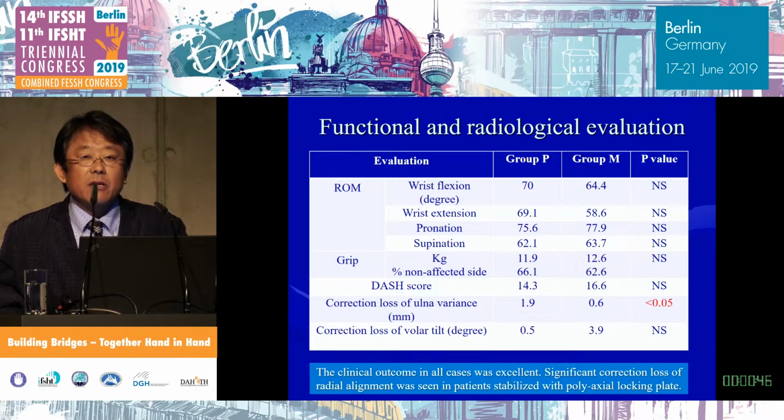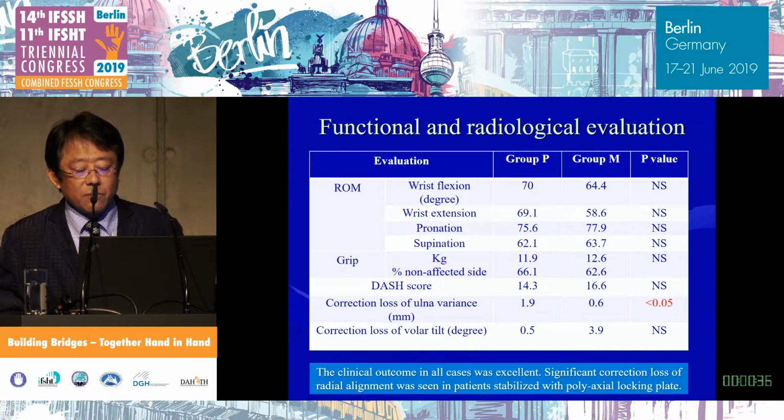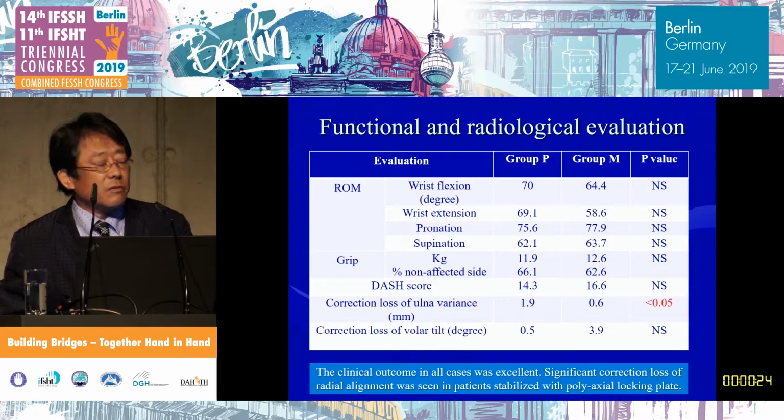Functional assessment like ROM, grip strength, and the DASH score was very excellent in both groups, but we saw the correction loss in the polyaxial locking plate group. So I think that this material is beneficial for the distal radius fracture, but still the key factor, the most important point, is the stable fixation. Thank you very much.